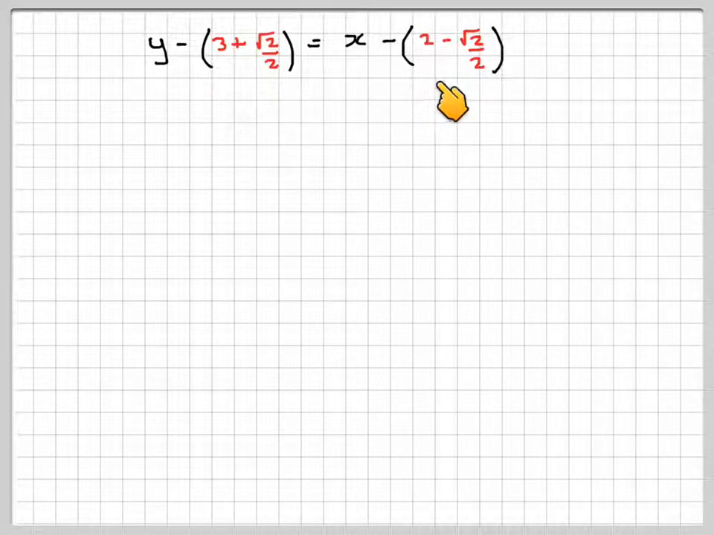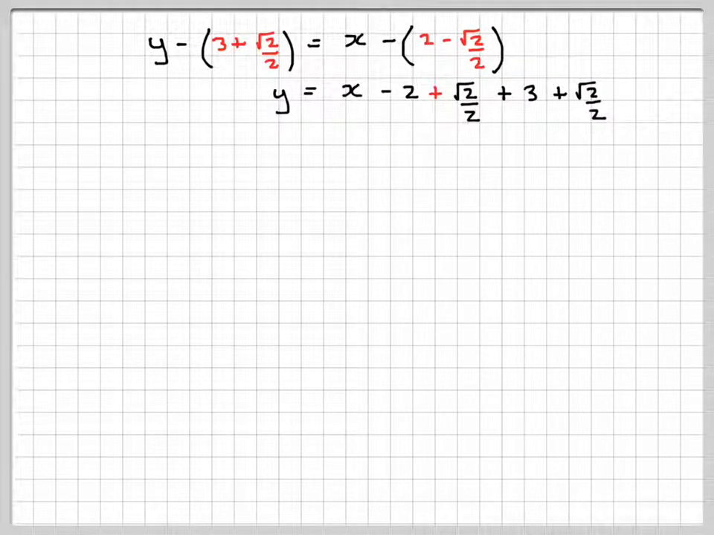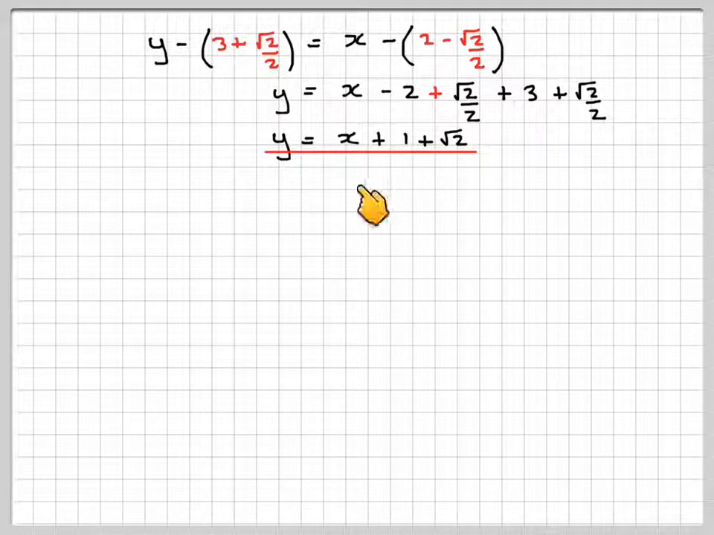putting all this into brackets might avoid making a mistake with minus signs, so we're going to have y is equal to x minus 2, minus times a minus is plus, and then if we take all of this over to the other side, it just becomes plus 3 plus root 2. So we're going to have minus 2 plus 3, which is x plus 1, and then we're going to have half root 2 and half of root 2, which makes 1 root 2. So the final equation will be y is equal to x plus 1 plus root 2, approximately 2.4.